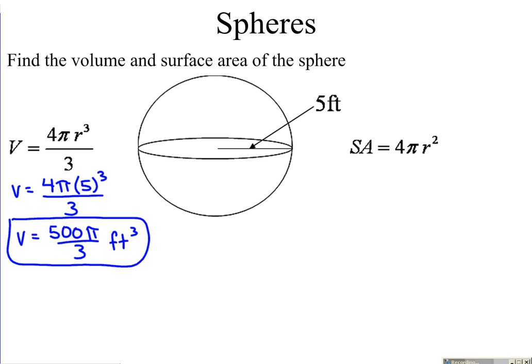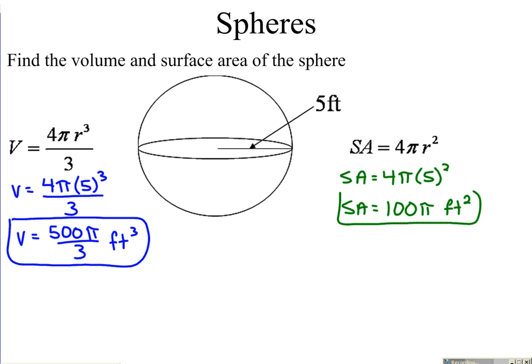Surface area, 4 pi r squared. 4 pi times 5 squared. 5 squared is 25. 25 times 4 is 100. So we get 100 pi feet squared.